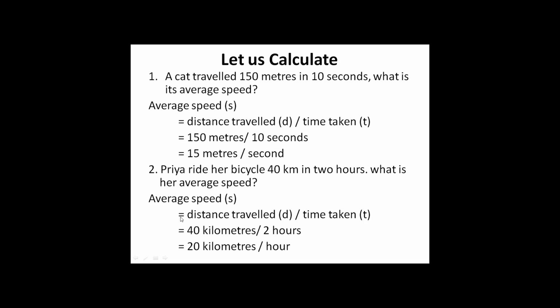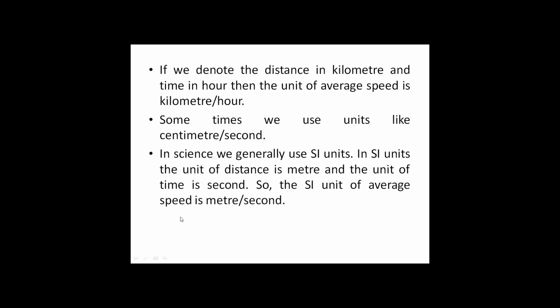Priya rides her bicycle 40 kilometers in 2 hours. What is her average speed? Again we need to write the formula, and after that we calculate the measurements. 40 kilometers divided by 2 hours gives the answer 20 kilometers per hour.